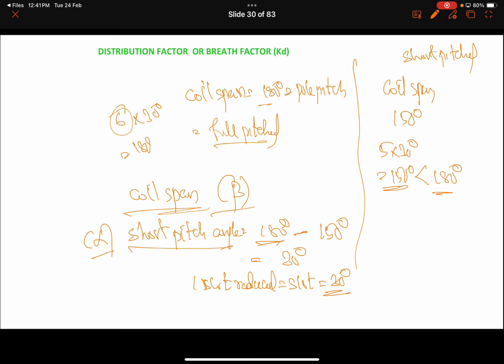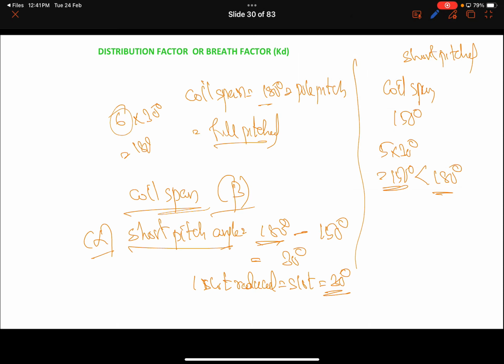I hope it's clear. What is the difference between coil span and short pitch angle? Short pitch angle is nothing but how much angle has been reduced. Coil span is how much distance the two coil ends are separated by, how much distance it is covering. What is pole pitch? It is 180 degrees. Can I make the relation between these 3 parameters? Can someone tell me what is the relation between these 3?